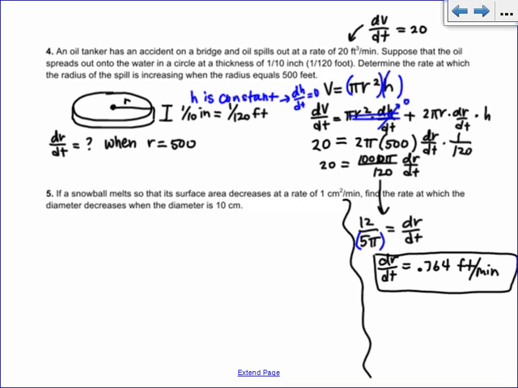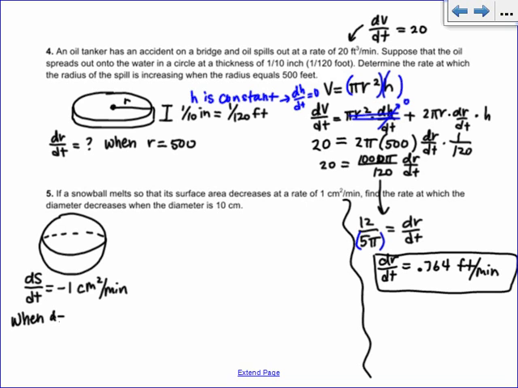Okay, so we have a lot of things going on here. Maybe sometimes it helps if you write the things we know. So we know that ds over dt, the surface area is changing, and we're losing 1 square centimeter per minute. So make sure you put a -1. And then when the diameter equals 10, we want to find dd over dt, the rate at which the diameter is decreasing.